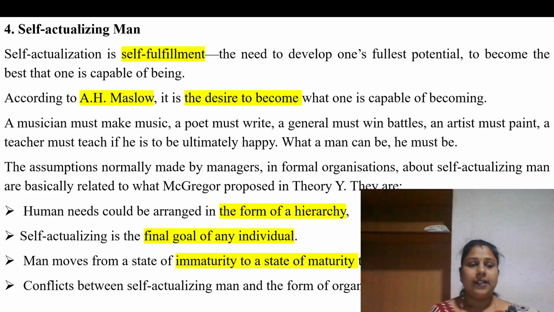The assumptions are that human needs should be arranged in a form of hierarchy. Once one level of the hierarchy is fulfilled, they come up to the next ladder to fulfill the next need. So likewise it goes on. Self-actualization is the end or final goal of every individual. So this self-actualization man model moves every individual from the state of immaturity to the state of maturity. Conflict between the self-actualization man and the form of organization structures is inevitable.